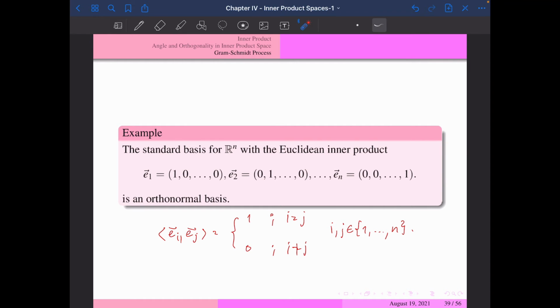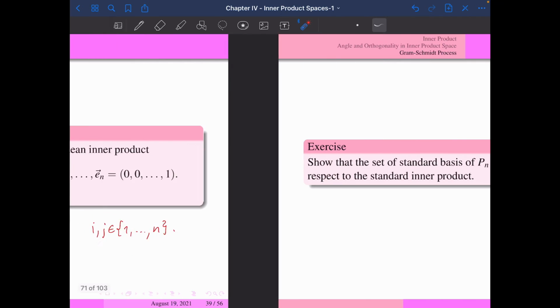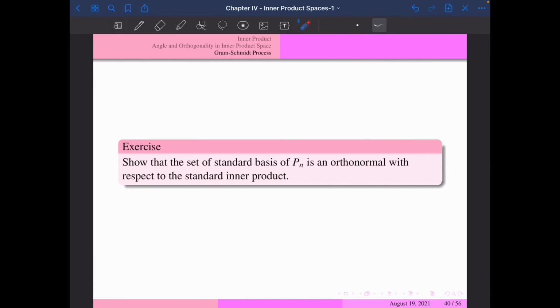Next we need to write the solution to show that the standard basis of Pn is orthonormal with respect to the standard inner product. Before we start, we recall that the standard basis for Pn is the set 1, x, x squared, and so on up to x to the power n. This is the standard basis for Pn.